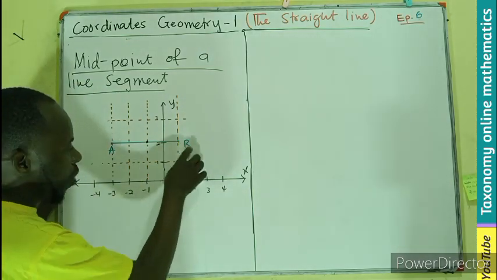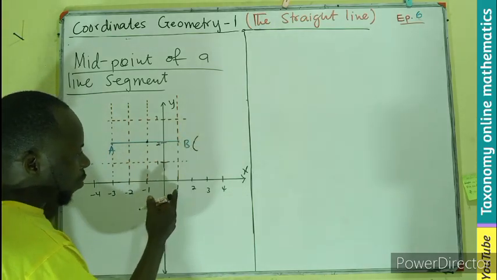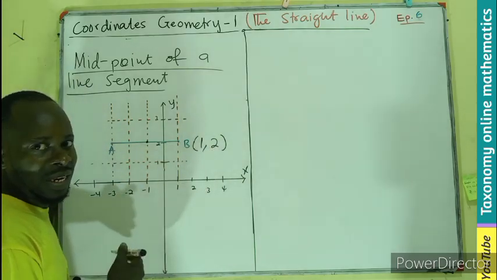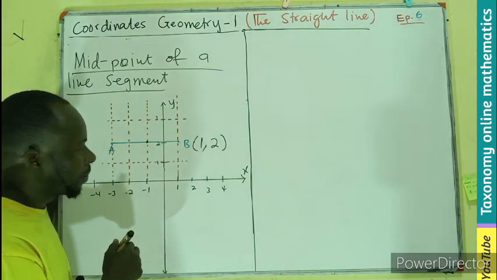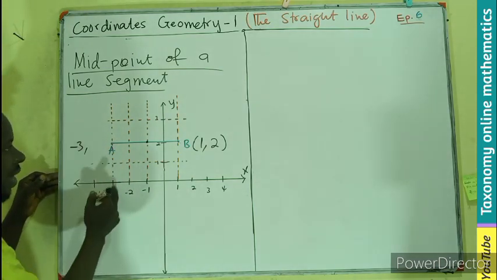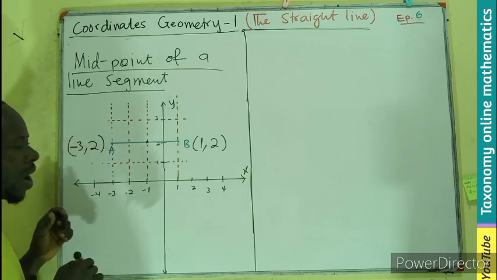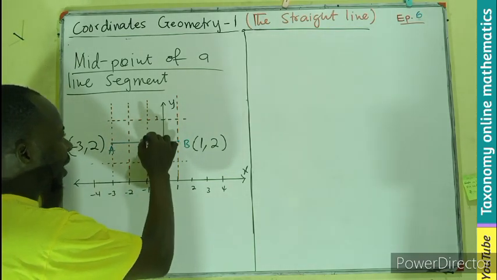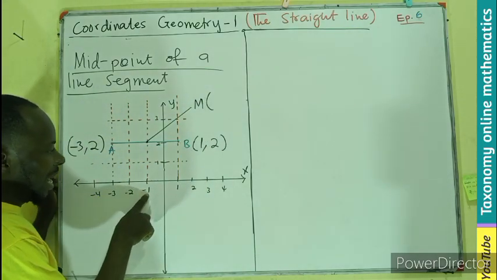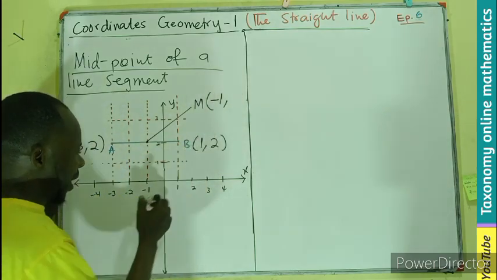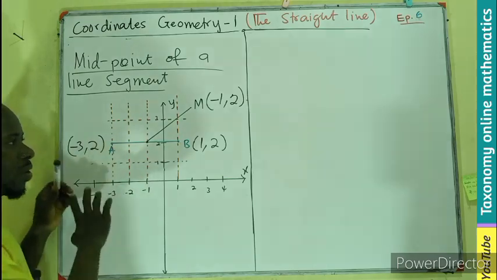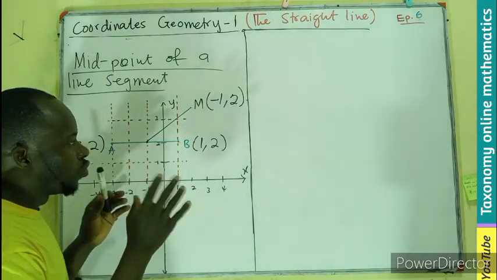Now let's indicate the point here. The point for B will be 1 on the x-axis, then 2 on the y-axis. That's the point where B is located. Then the point where A is located is -3 on the x-axis, 2 on the y-axis. Now let's indicate the midpoint. What is the coordinate of the midpoint? The x-axis is -1. The y-axis still remain what? 2.